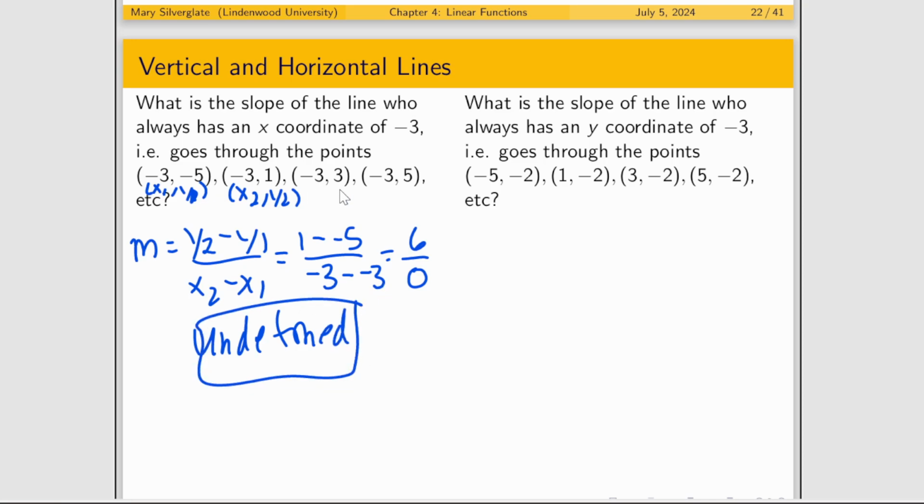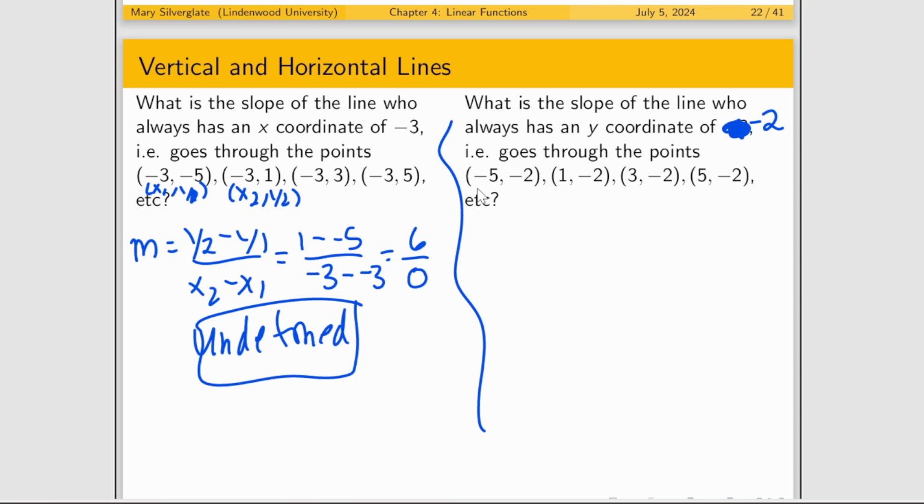So it's undefined if it always has an x-coordinate of -3. What about kind of the other way around? What if it always had a y-coordinate of -2? (This is a typo, it should say -2; I will fix that on your version.) So these are example points on it.